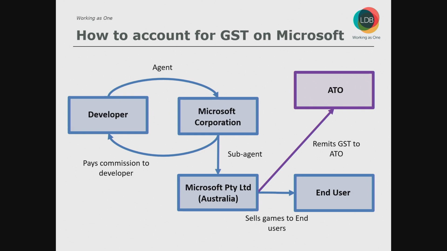The sub-agent, being Microsoft Australia, then transfers the gross sales less the GST back to the head agent, Microsoft in the US. And then Microsoft in the US pays the developer the gross sales less their commission and any applicable sales taxes, being GST, and everything else worldwide. So as you can see, this one is a little bit different again, but kind of similar. Basically, Microsoft Australia is dealing with the end user, and they're the ones paying the ATO the GST liability, and then they're remitting the net amount back to Microsoft in the US. Microsoft in the US is then transacting with the developer, and that is the second part of this transaction.